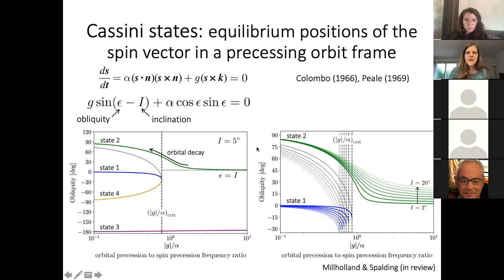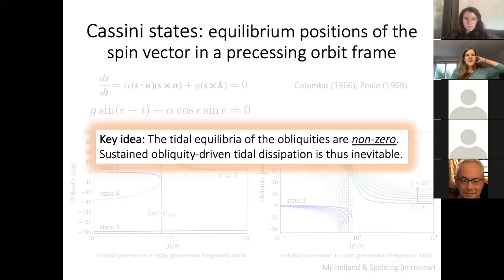Sorry about that. And so when this obliquity is non-zero, then this leads to dissipation in the planet, which leads to orbital decay. And orbital decay tends to decrease this ratio G over alpha, which further increases the obliquity and leads to even more orbital decay. So just to reiterate this picture, the tidal equilibria of the obliquities that they will be forced to occupy are non-zero. And so sustained obliquity-driven tidal dissipation becomes inevitable.